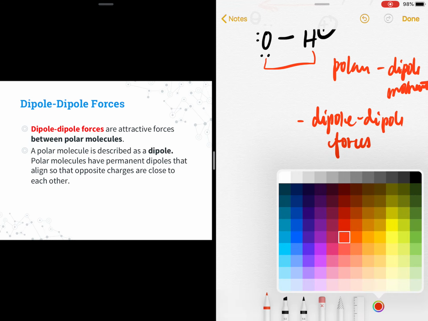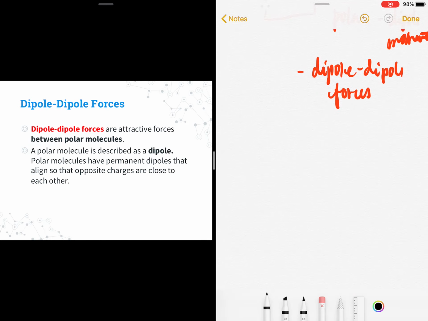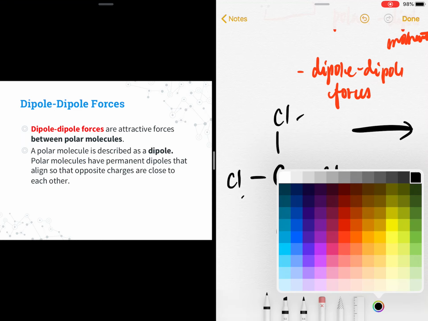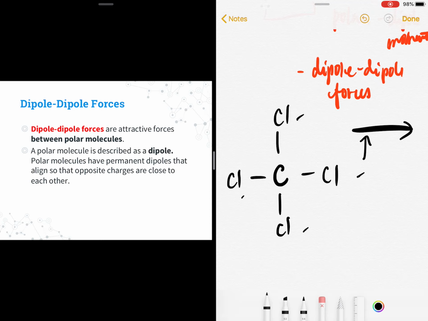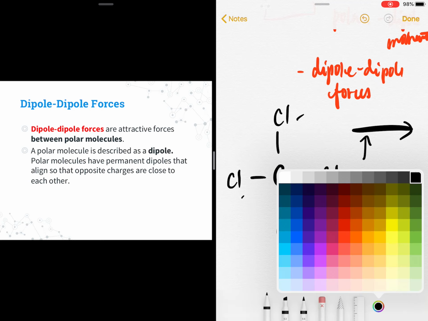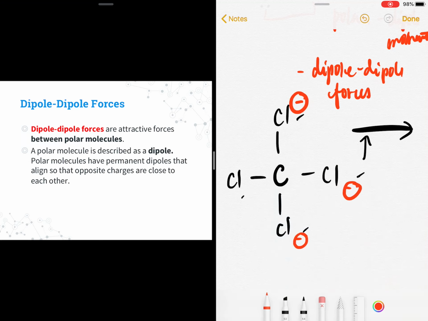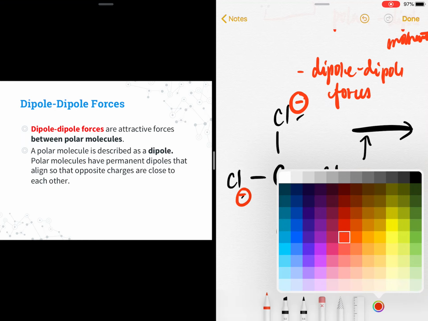Let's have another example. Let's say we have carbon tetrachloride. O ganyan itsura ng carbon tetrachloride. If you're going to look at the position of these elements in your periodic table, itong si chlorine ay mas nasa left. Basta mas nasa left side ng periodic table, automatic mas negative siya, no? Mas nasa taas at mas nasa left side ng ating periodic table, negative ang charge. Okay, so dahil si chlorine ay nasa farther left side ng ating periodic table, ang kanyang charge ay negative. So it is negatively charged. How about your carbon? Of course, it is positive in charge.